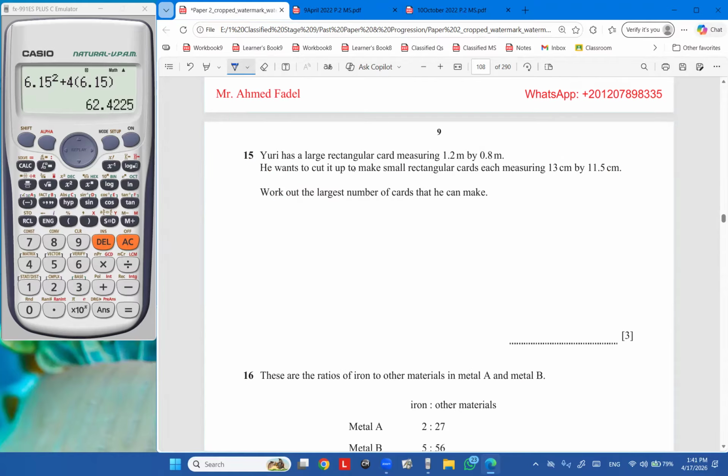Yuri has a large rectangular card measuring 1.2 meters by 0.8 meters. He wants to cut it up to make small rectangular cards, each measuring 13 centimeters by 11 centimeters. Work out the largest number of cards that he can make. This is a tricky question, to be honest with you. It requires a lot of concentration. Look at this with me.